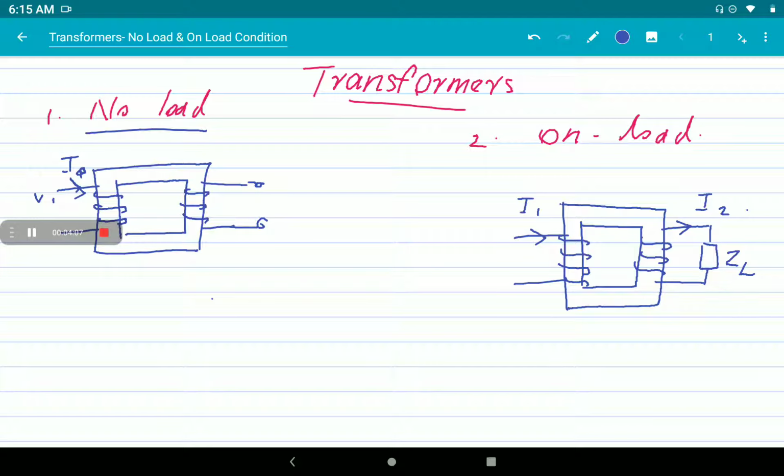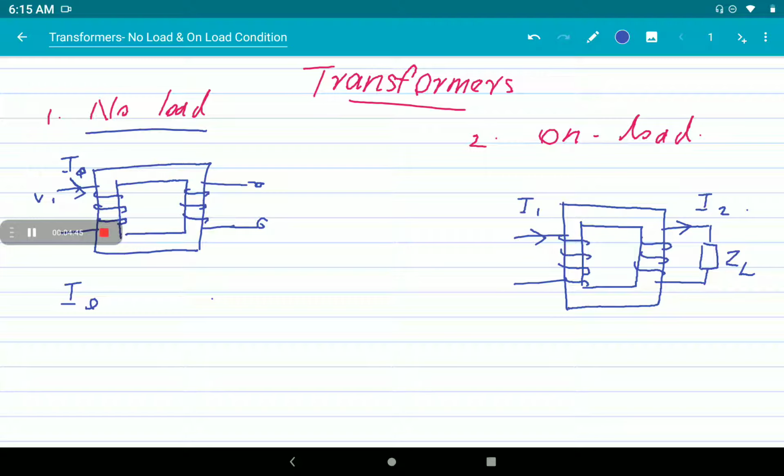The no load primary current we represent as I0. The no load primary current I0 has to supply the hysteresis and eddy current losses. The copper loss is actually very negligible, so we take it as purely reactive. Hence the no load primary input current I0 is not 90 degrees behind the voltage but lags by an angle phi which is less than 90 degrees.